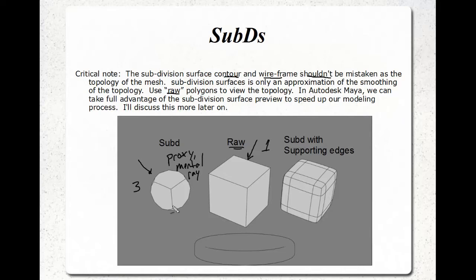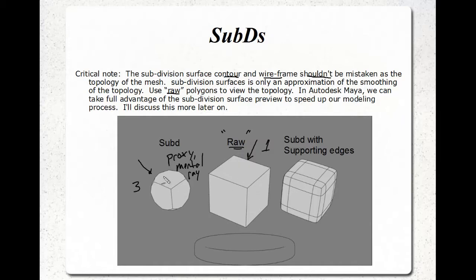So the proxy gives you basically a preview of what it might look like with subdivision surfaces and the smoothing of the surface. But it's not the actual topology or the actual contours that other processes in Maya refer to, such as fur, hair, texturing, envelopes, deformation. All of those other processes refer to the raw polygons of the model.